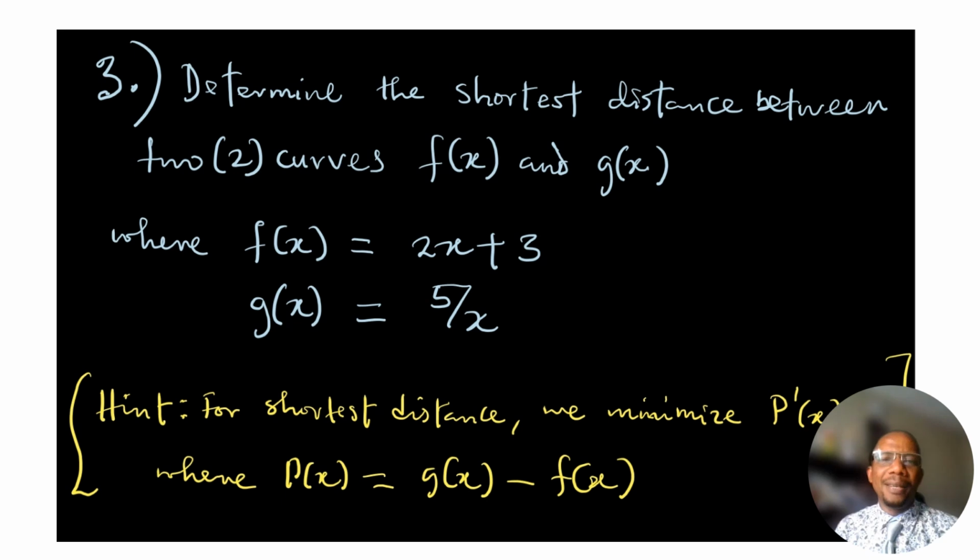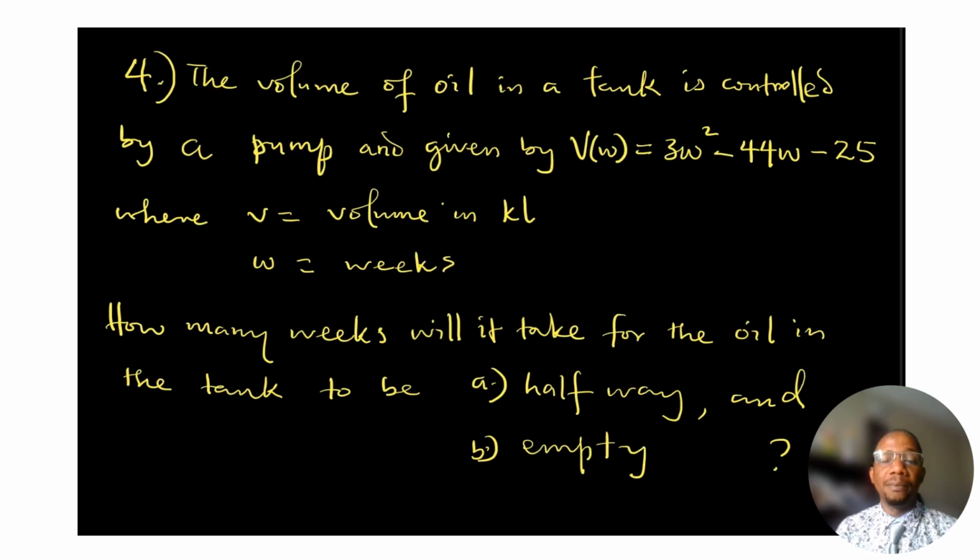And the third one: determine the shortest distance between two curves, f of x and g of x, where f of x equals 2x plus 3 and g of x equals 5 over x. This is a hint for shortest distance calculations: we minimize by setting p prime of x to 0, where p of x equals g of x minus f of x. Let's lay our hands on these exercises. They will help us in understanding the application areas of both integration and differentiation.